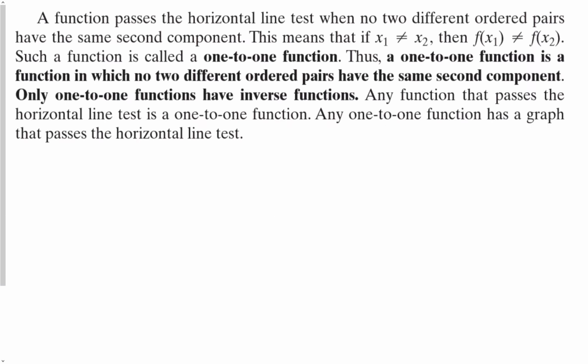Okay? So a function passes the horizontal line test when no 2 different ordered pairs have the same second component. So this means that if x1 does not equal x2, then f of x1 cannot equal f of x2 either. Such a function is called one-to-one. So basically, a one-to-one function is any function that passes the horizontal line test. It's a function in which no two different ordered pairs have the same second component. Only one-to-one functions have inverse functions. Only functions that pass the horizontal line test have inverses that are functions.